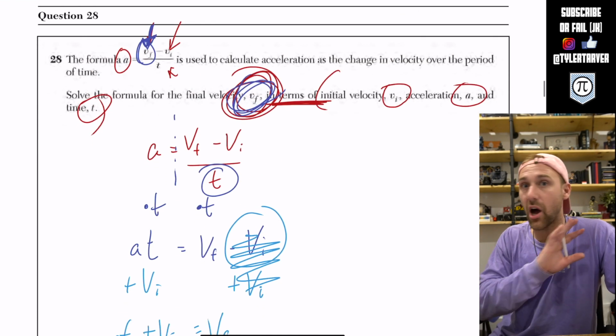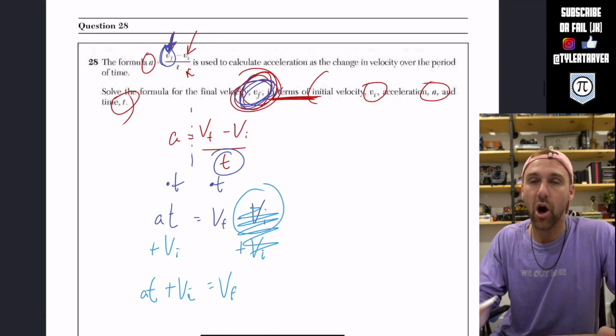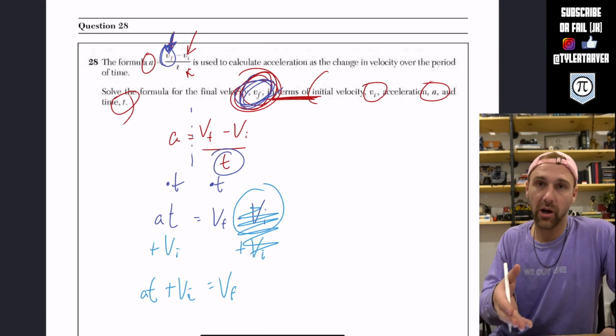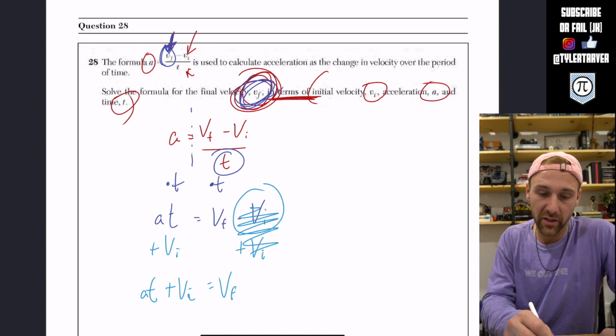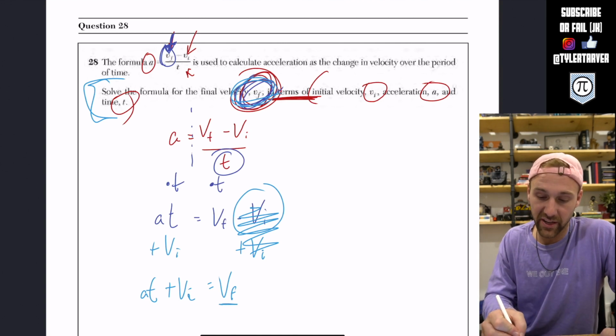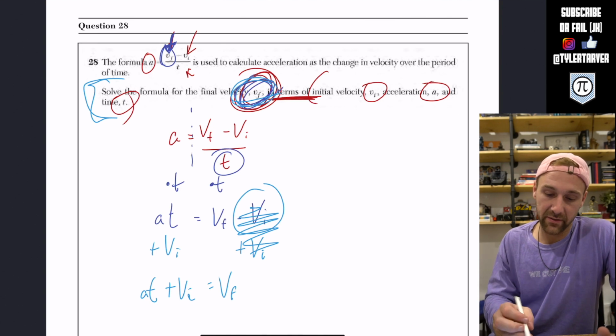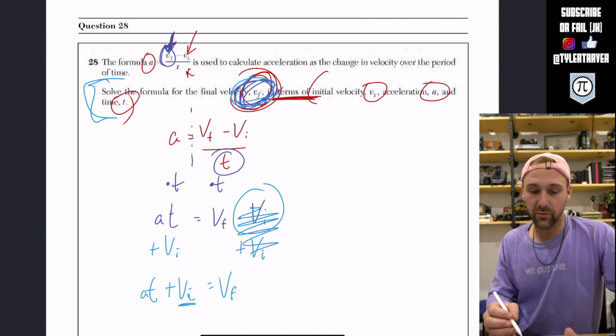That's it. Let's check. Always, this is a trick of taking math tests. Always read the original problem again to make sure you answer it. Solve the formula for the final velocity, VF. See, if I hadn't caught that earlier, we could have really messed up. Did we get VF by itself? Yes, we did. In terms of initial velocity, that's this one. The acceleration, that's this one, and time, that's this one. So we did do it right.